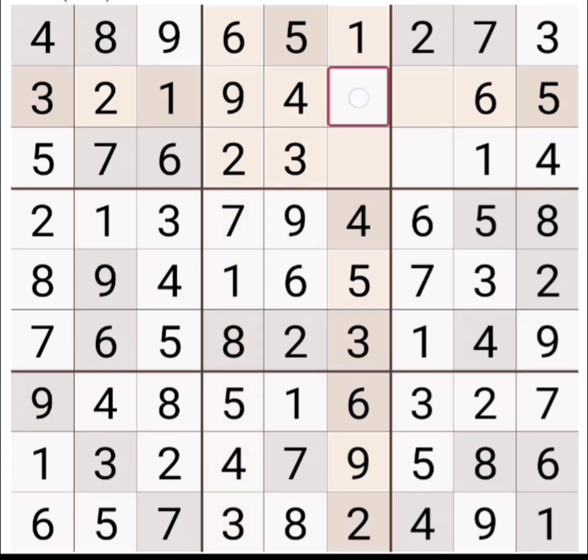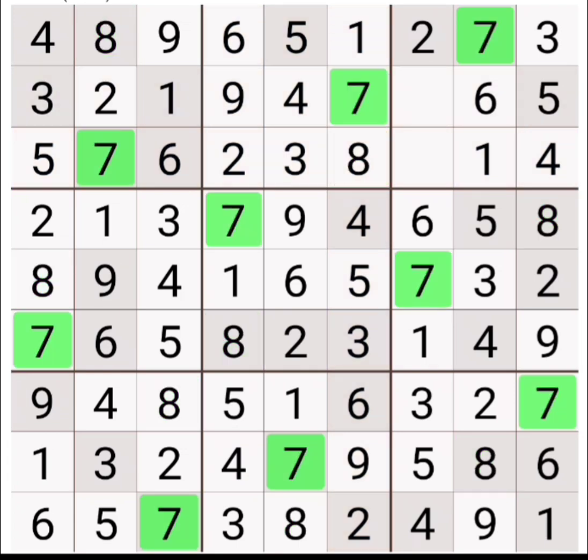So let us complete the 6th column. In this column, 6, 1, 4, 5, 3, 6, 9, 2 are there. 7 and 8 are missing. So 7 cannot come in this cell because 7 is there in the same row. So 8 will come here and 7 will come here.